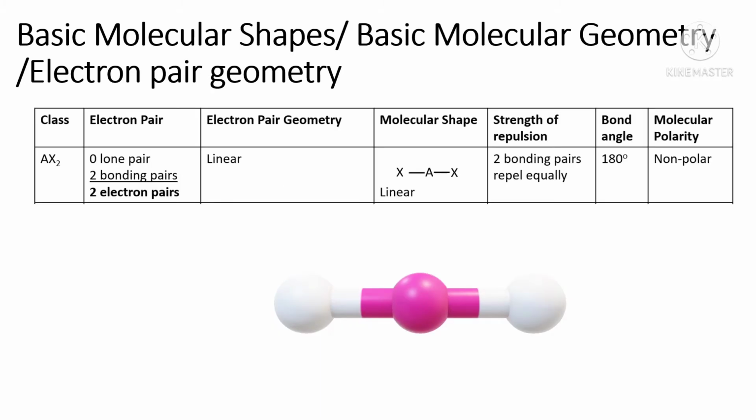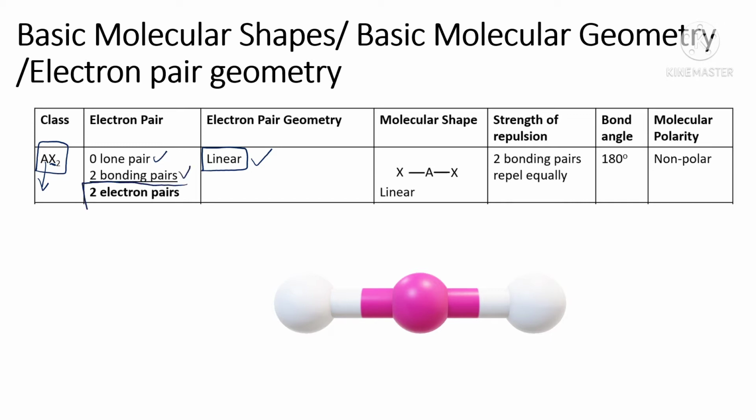Now we move on to look at basic molecular shapes, also called basic molecular geometry or electron pair geometry. In the SK015 Matriculation Chemistry syllabus, there are 5 basic molecular shapes that we are going to cover, and the first one is linear. For the linear basic molecular shape, this class is called AX2. A represents the central atom and X represents the terminal atoms. The linear shape involves 0 lone pairs and 2 bonding pairs around the central atom.